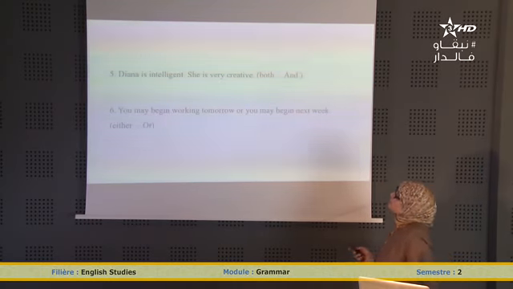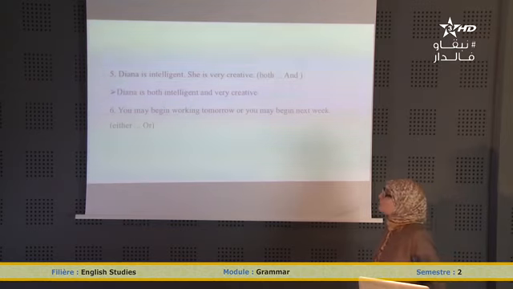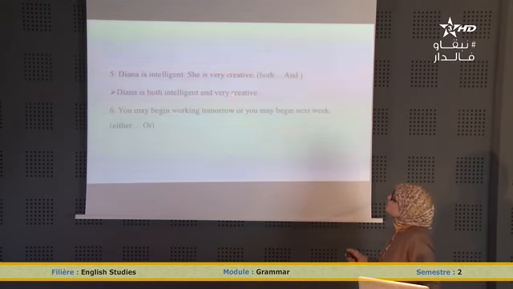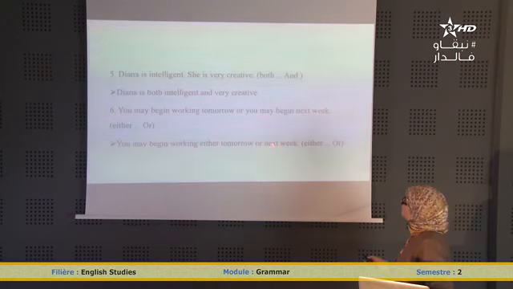Number 5, Diana is intelligent. She's very creative. So what we have here again are 2 independent clauses that should be related with both and. The answer is Diana is both intelligent and very creative, because what we have again, both intelligent and very creative, 2 adjectives. If we combine it using either or, we will have you may begin working either tomorrow or next week, either tomorrow or next week. Again, 2 adverbs of time that are related with the either or, again, parallel structures.